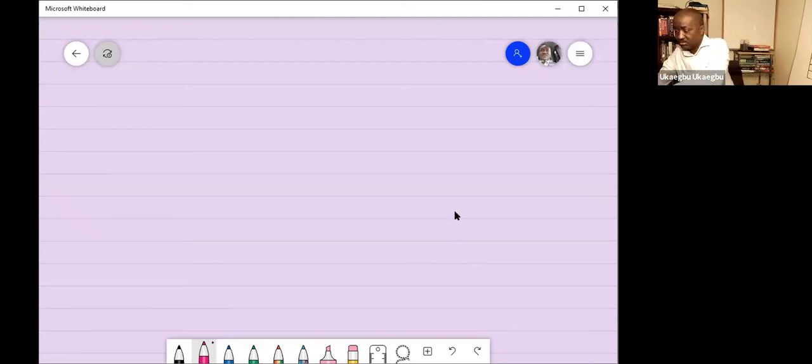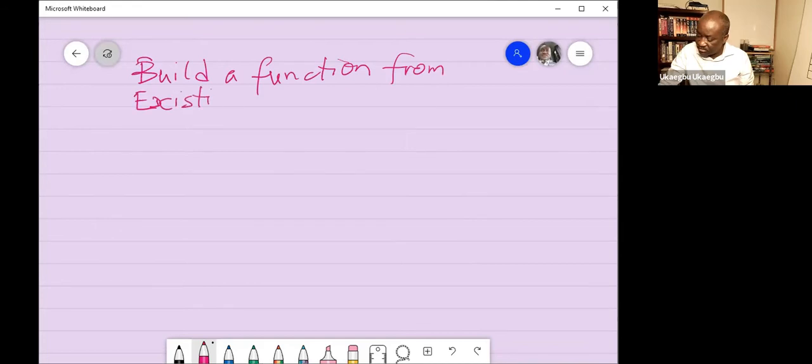So the topic is build a function from existing functions. What this is going to lead us to is an example of a function, and then how we can have at least two functions and use those two functions to create another function. You see, is that not what building is all about? You use some things to create another.